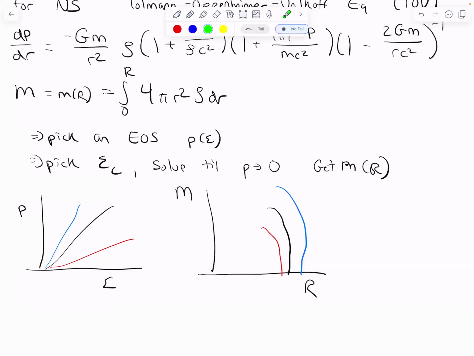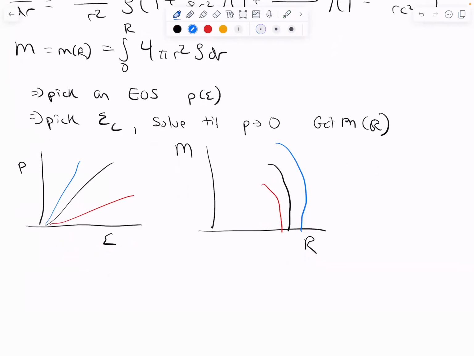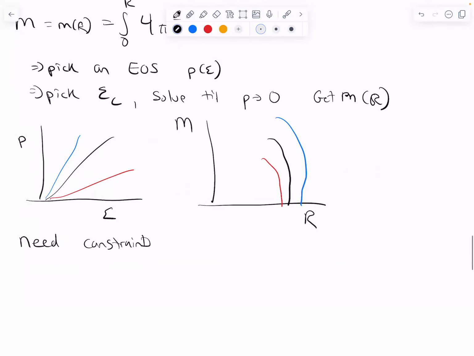Now, there are cases when you don't have that, and you do have to start caring about temperature or other properties of the neutron star. But if you're just looking at the mass and radius of old neutron stars, you can pretty much ignore that. All right, so to do these things, you need constraints. And where do we get those constraints from?